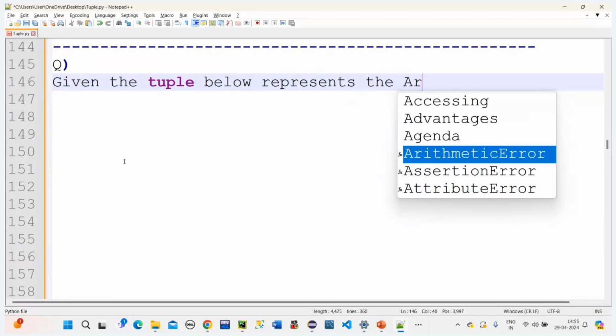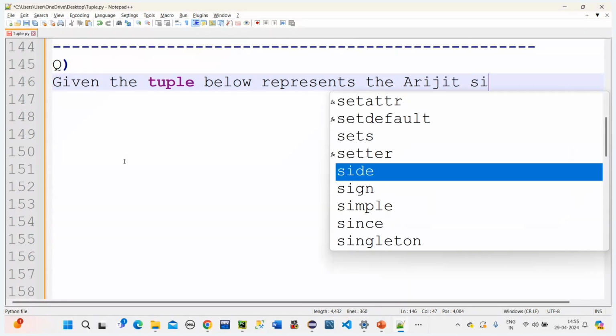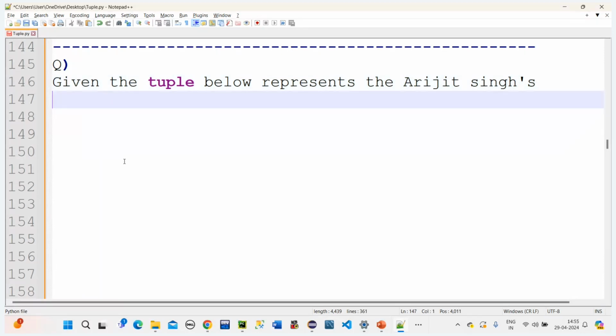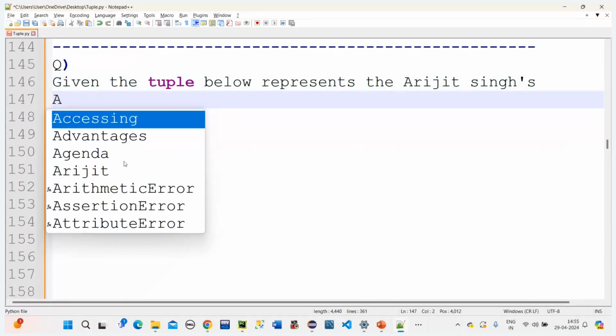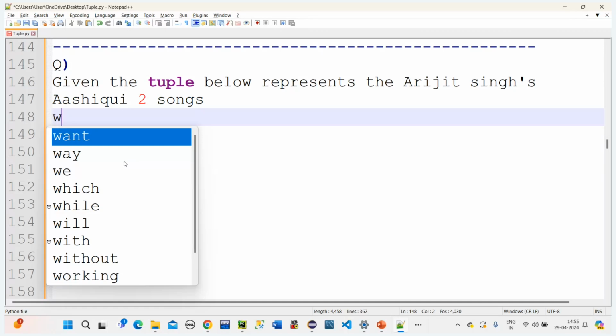Arijit Singh's songs. Arijit Singh sings songs. Which movie? Arijit Singh's movie Aashiqui 2, songs of Aashiqui 2. Now you have to write the code.